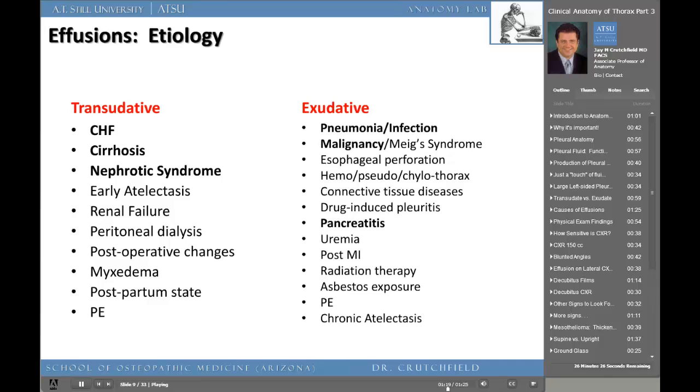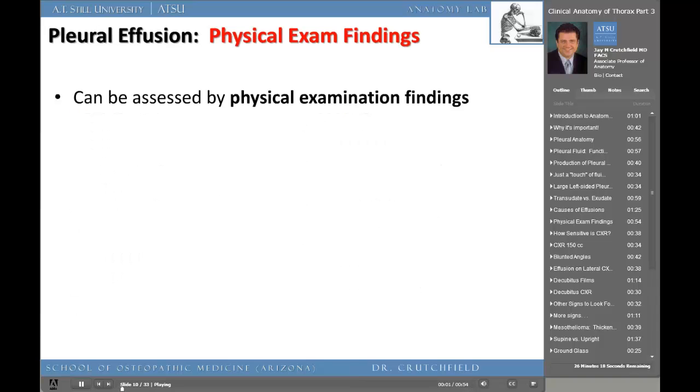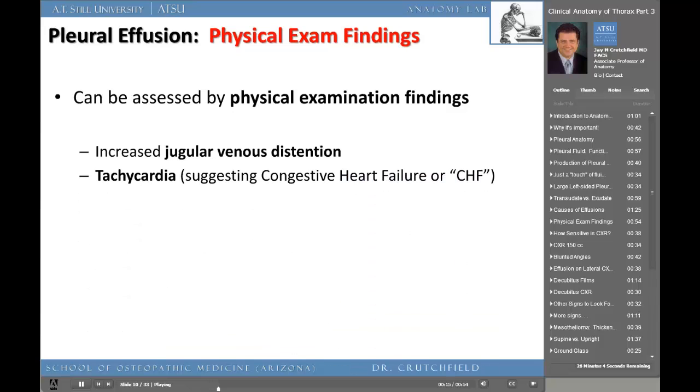The most common way to diagnose a pleural effusion is going to be by a chest x-ray, but there are some physical exam findings which will tip you off to the cause of a patient's shortness of breath. If they have increased jugular venous distension and a fast heart rate, this can be strongly consistent with congestive heart failure. What if they have systemic lymphadenopathy? That might be a tip-off that they have lymphoma or cancer and might have a malignancy causing an exudative effusion.